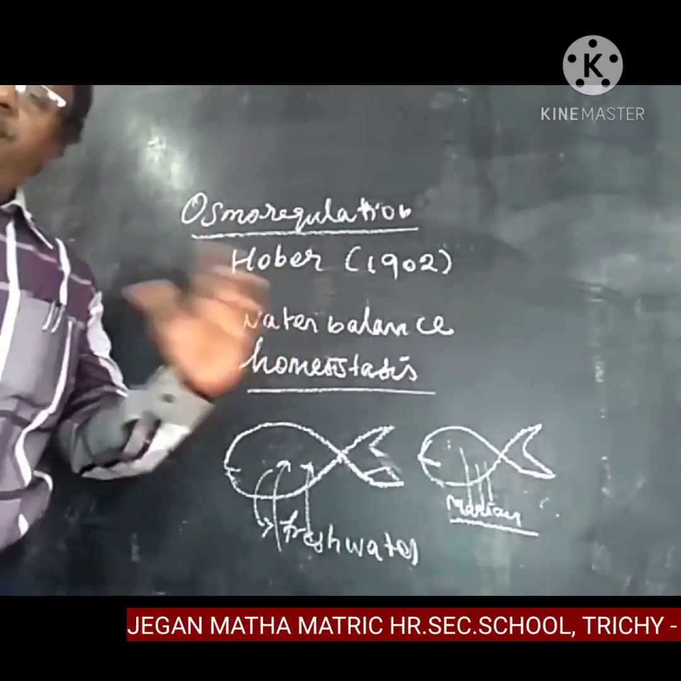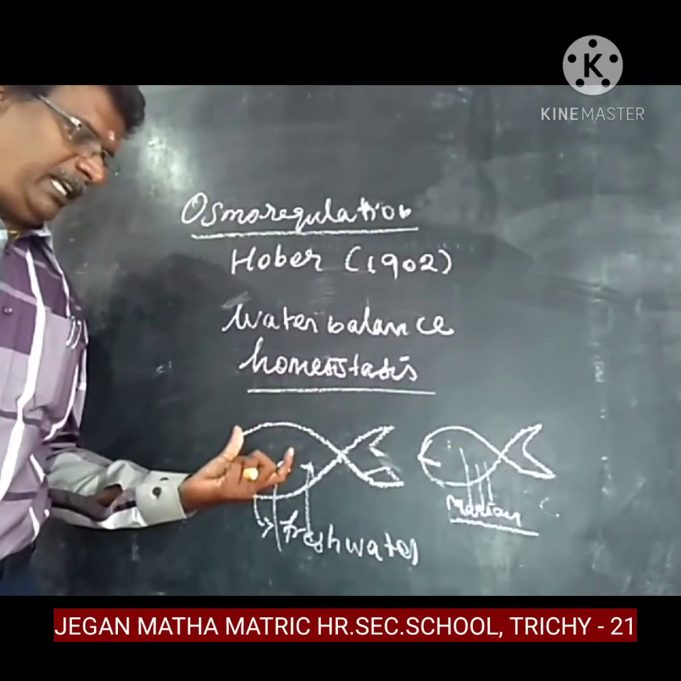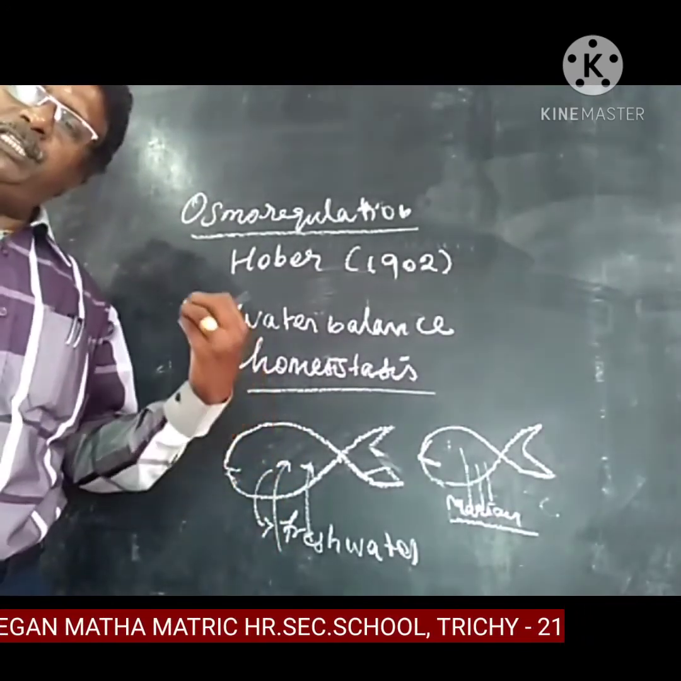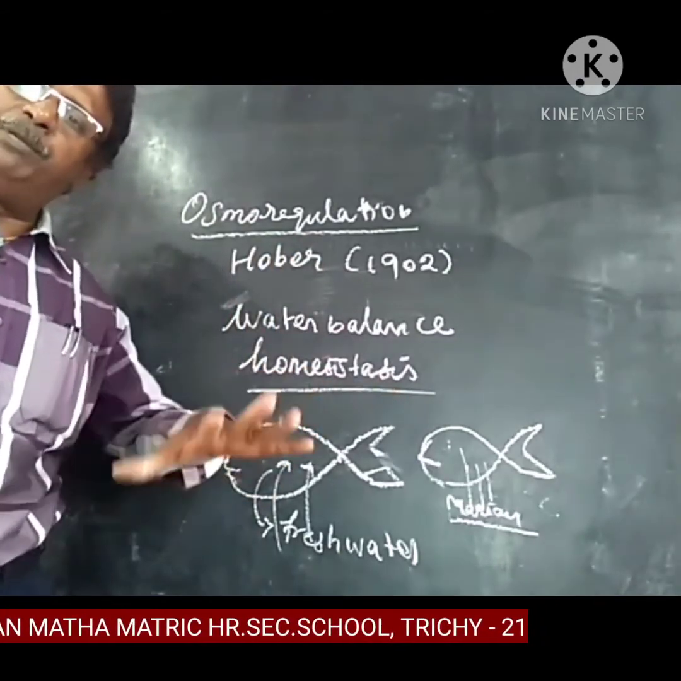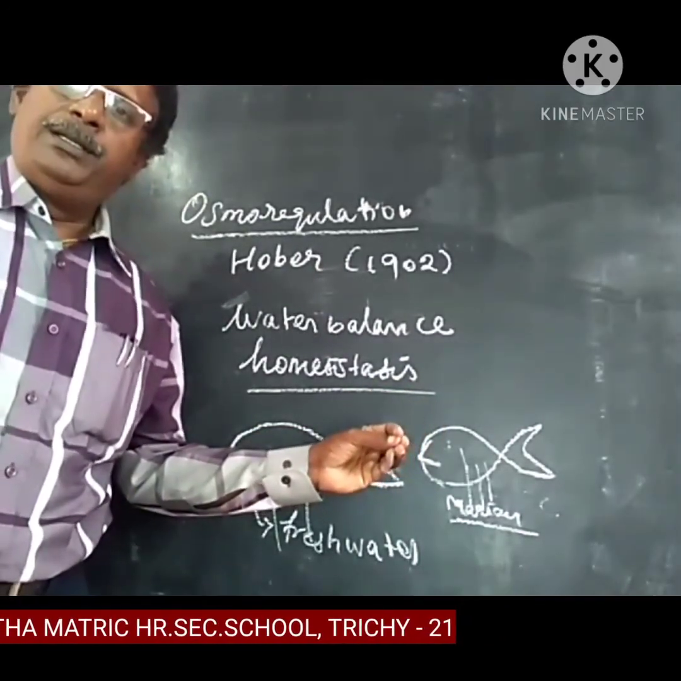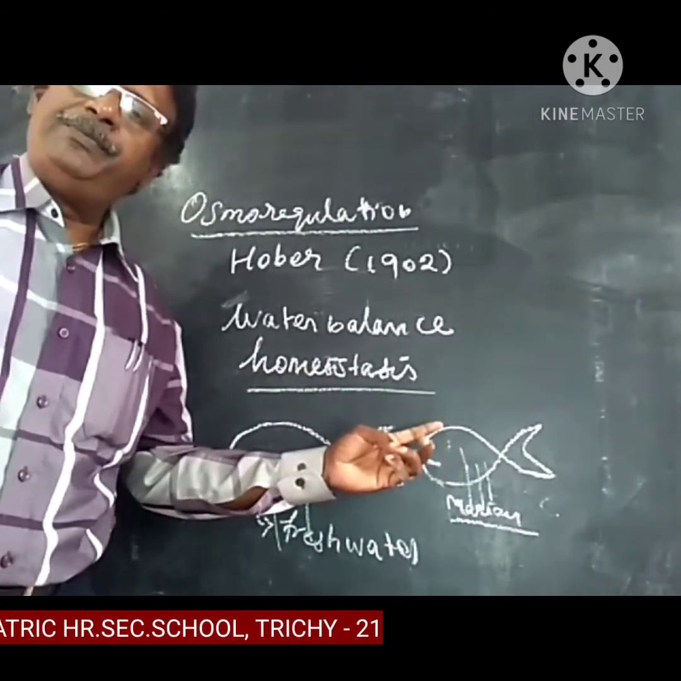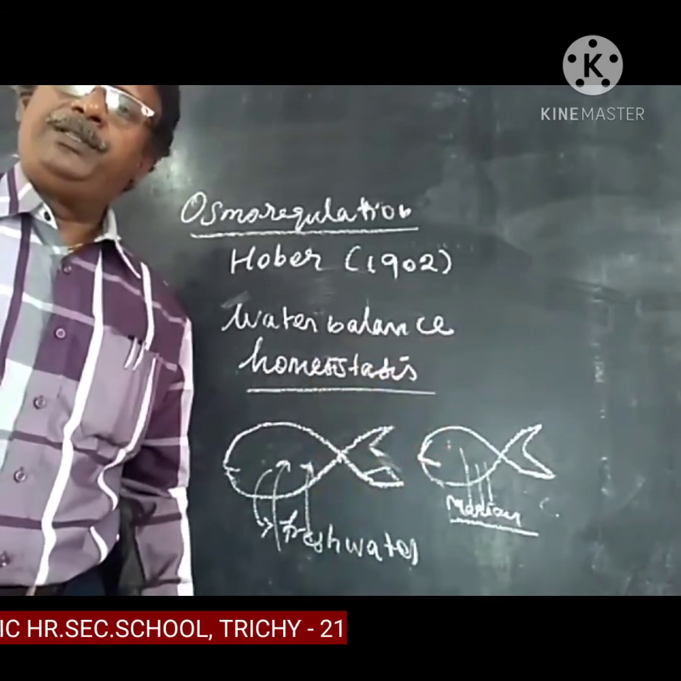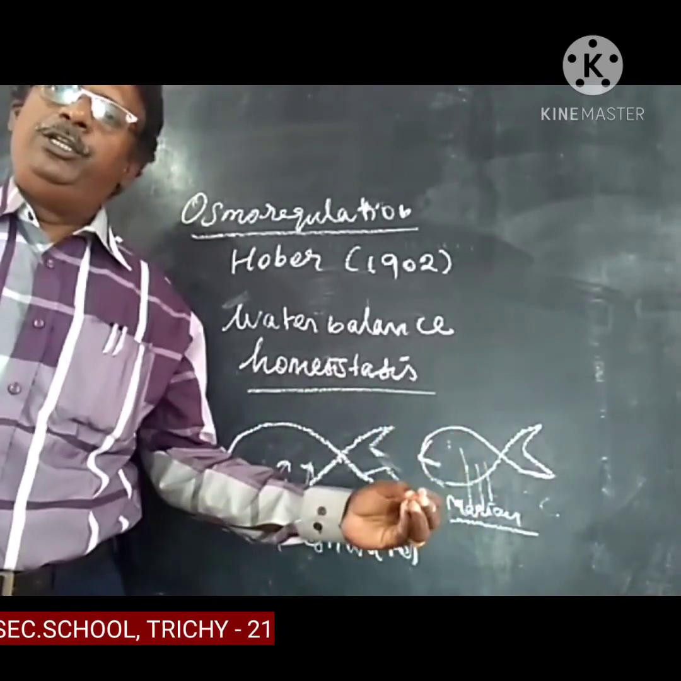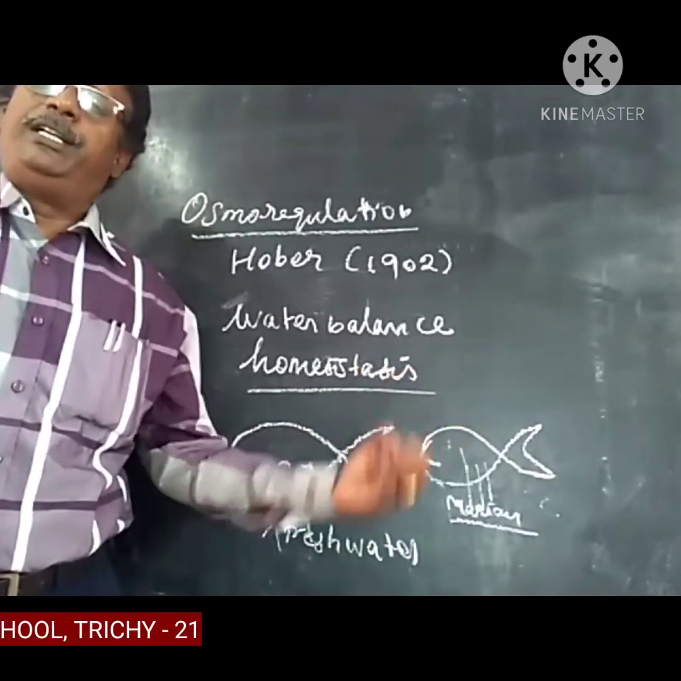So all living organisms live in their own concentration. When a marine fish is kept in fresh water, water molecules enter the fish, the cell bursts, and the fish dies. In the same way, if a freshwater fish is put in marine water, all the water is released from the cell and the cell dies. So they live only in fresh water.